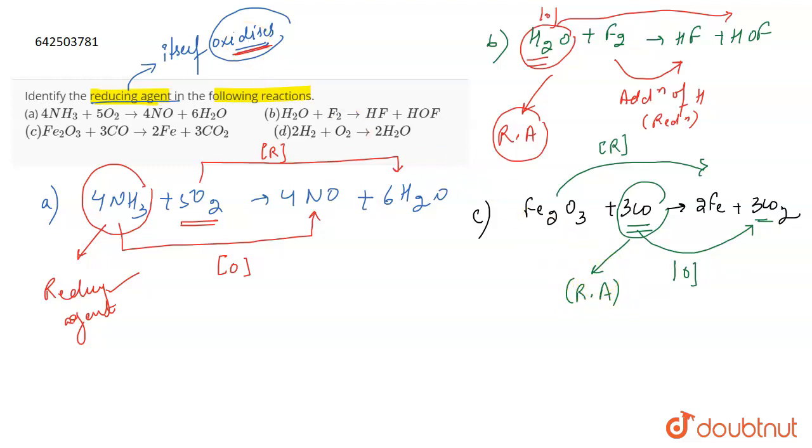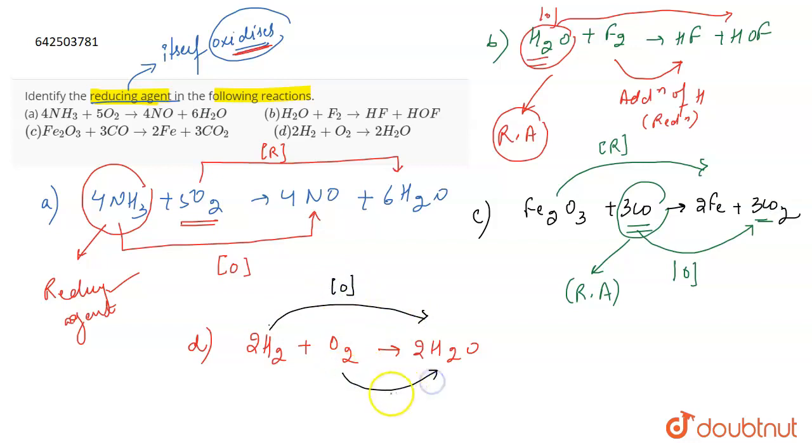Now, talking about the D reaction, which is 2H2 plus O2 giving 2H2O. If you look at this reaction very carefully, you notice that H2 is getting oxidized to water due to the addition of oxygen, and O2 is getting reduced because of addition of hydrogen. So H2 here is getting oxidized, that is why it acts as a reducing agent. That's all for the question.